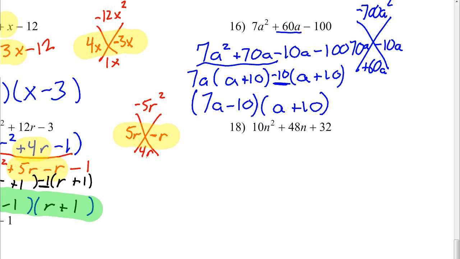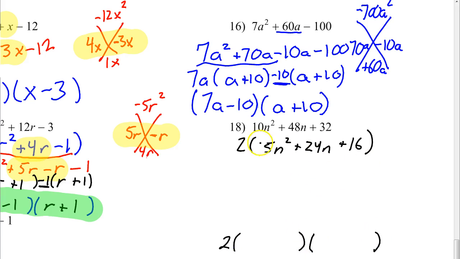Okay, just a few more to go. Always looking for GCFs. So we got 10, 48, and 32. So looks like 2 would work, right? So let's take out a 2. That's a 5n squared plus 24n plus 16. So a reminder, my answer is going to be 2 times whatever this factors to. So we can go through here and do the work.